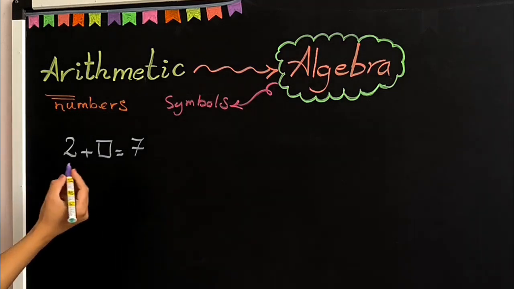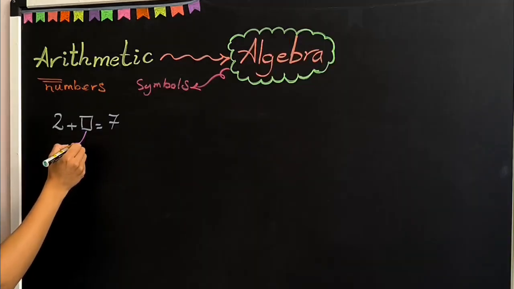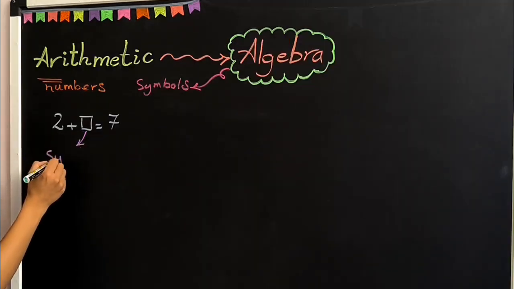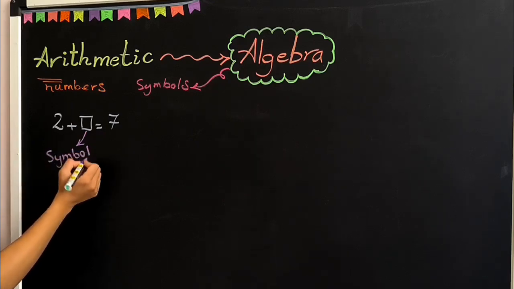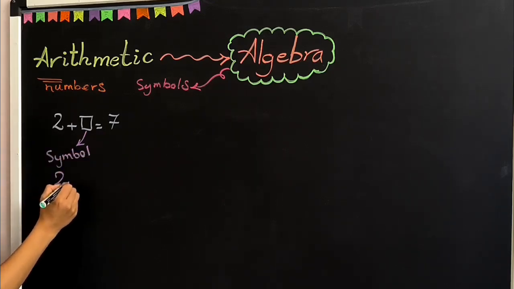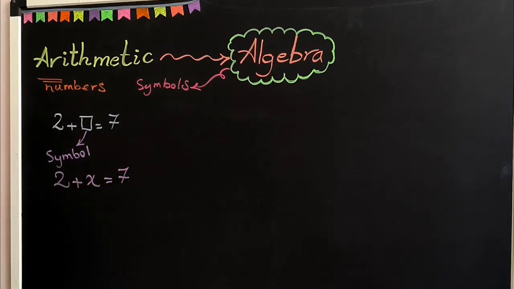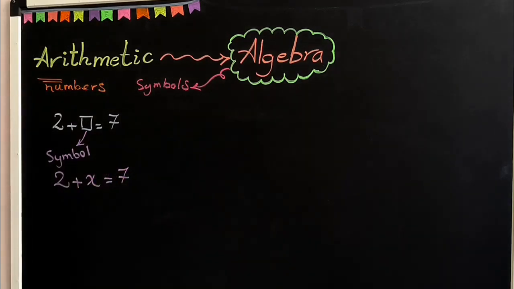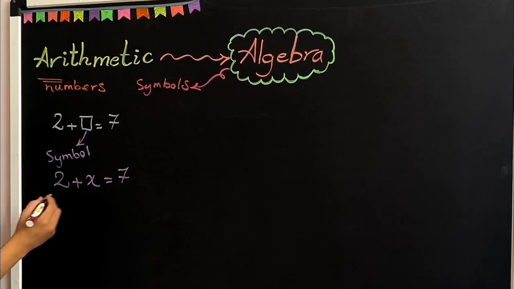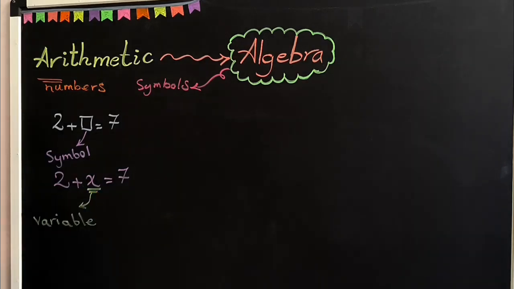For example, look at this. 2 plus blank equals 7. Something is missing here, right? We don't know what it is, so we replace it with a letter, let's say x. Now it becomes 2 plus x equals 7. That x is called a variable. It represents a value that can change.